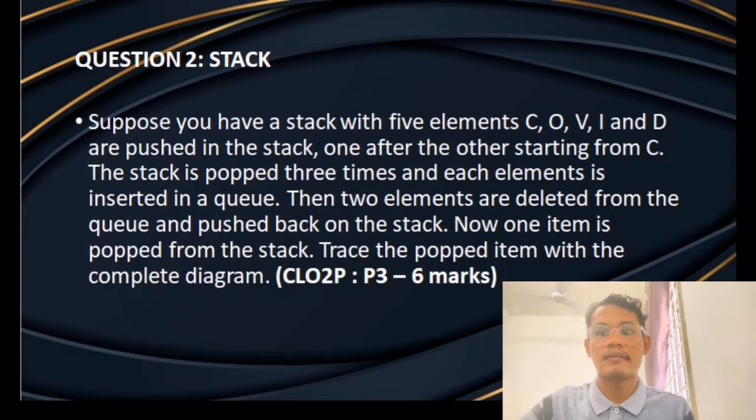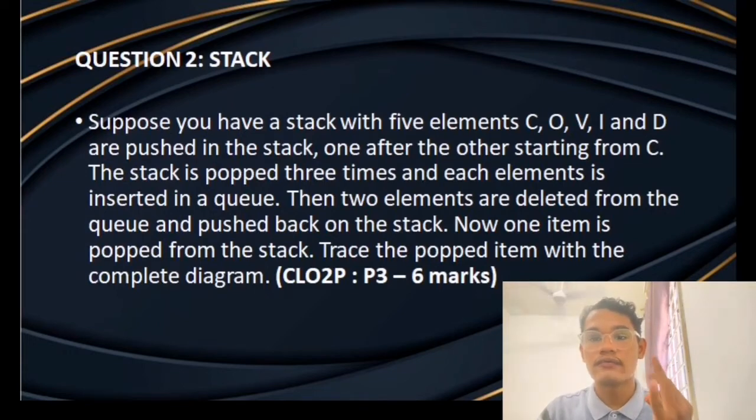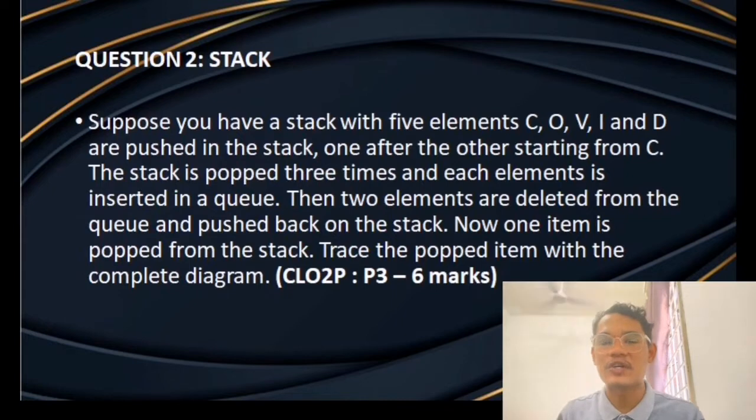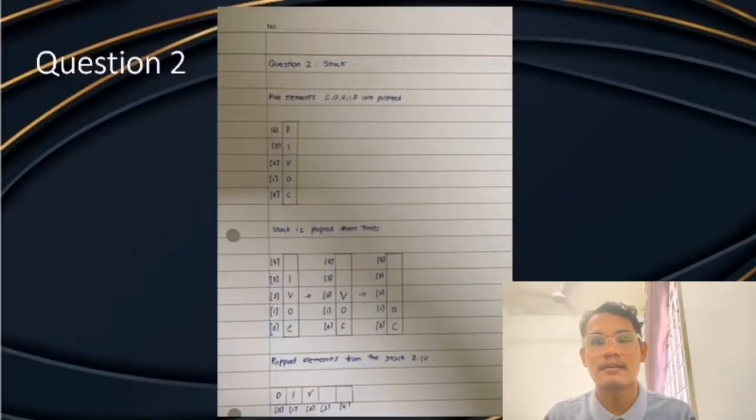The second question is about the stack. Suppose you have a stack with 5 elements. C, O, V, I, and D are pushed in a stack. Then one after another starting from C, the stack is popped 3 times and each element is inserted. Then 2 elements are deleted from the queue and pushed back on the stack. Now one item is popped from the stack. Trace the popped item with the complete diagram.